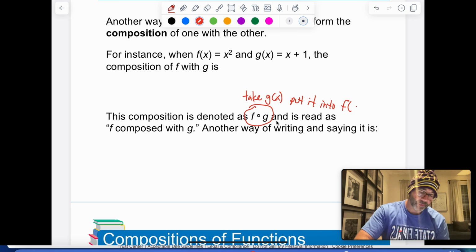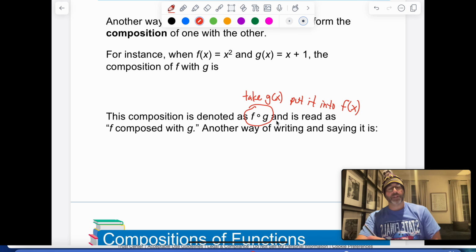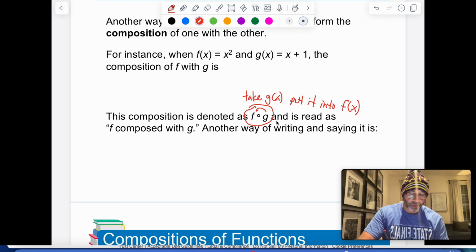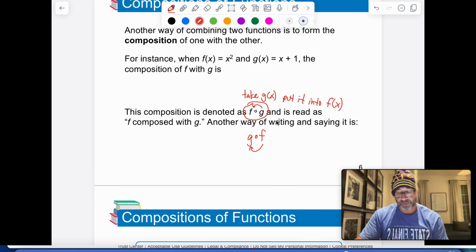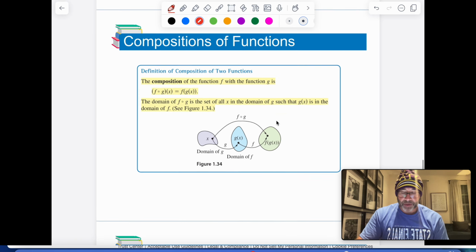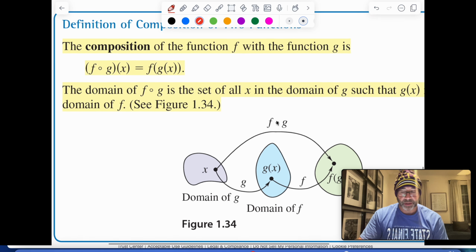f of x. So that literally says that we work backwards when we're doing this: we take the g and we put it into f. If this is g of f, that would say we take f of x and we put it into g of x. We work backwards. So composition functions look something like this.